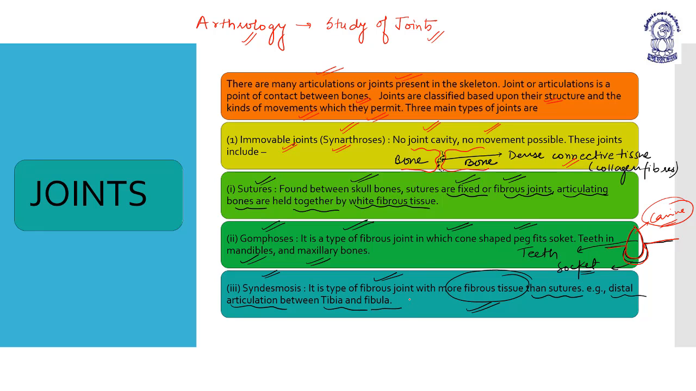Syndesmosis is a type of fibrous joint which is more fibrous than sutures. For example, the distal articulation between tibia and fibula. The point where tibia and fibula articulate with each other is syndesmosis.